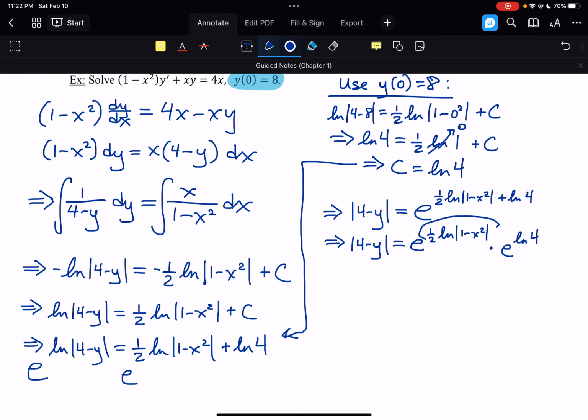Now, for this one, the e and the ln cannot undo each other at the moment because this 1/2 is in the way. So what we need to do is use the properties of logarithms and move that 1/2 up into a power. In doing so, we will have cleared the way for the e and the natural log to undo each other and get rid of each other, essentially. So that's going to be absolute value of 1 minus x squared to the 1/2. And here, the e and ln also undid each other. So that's going to be 4.